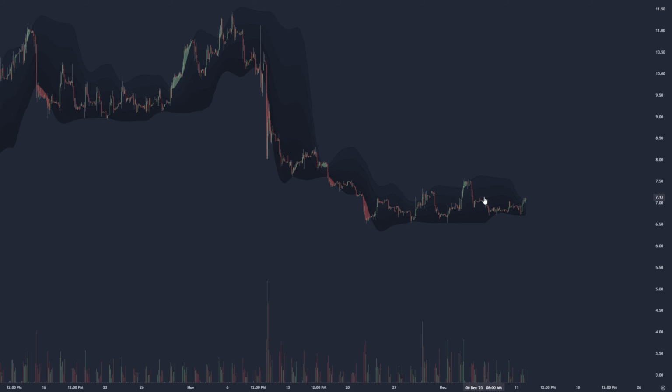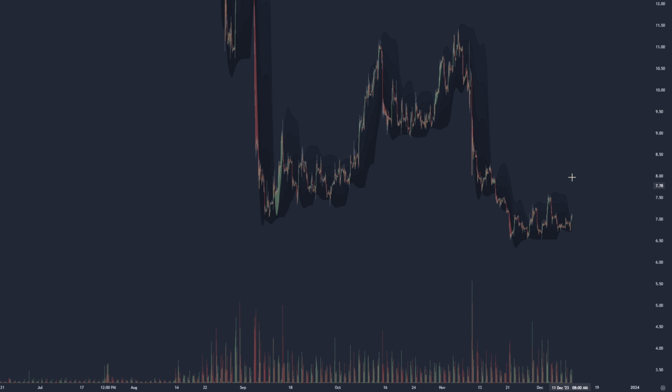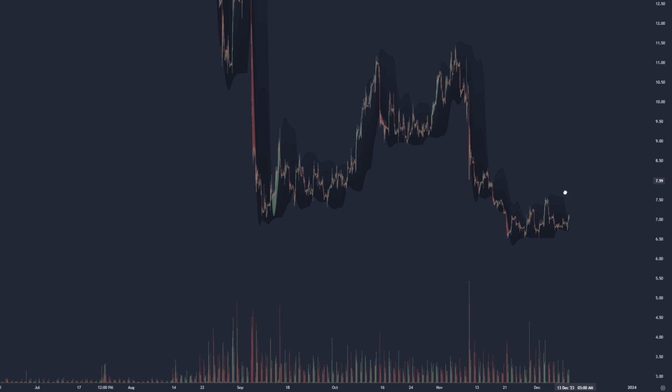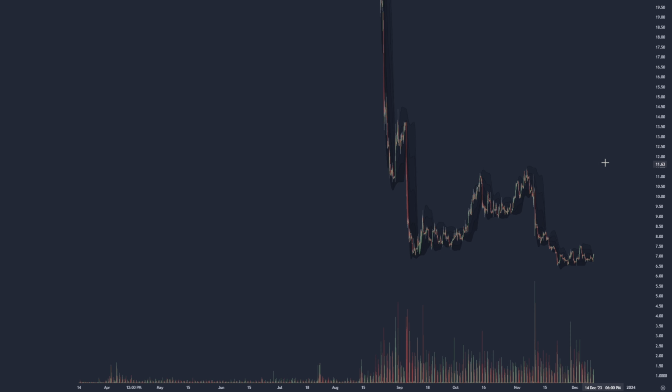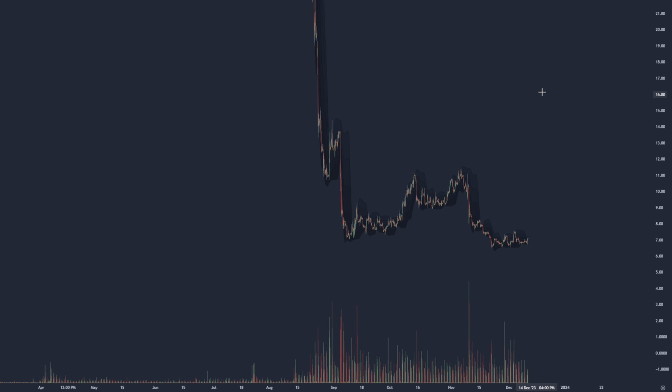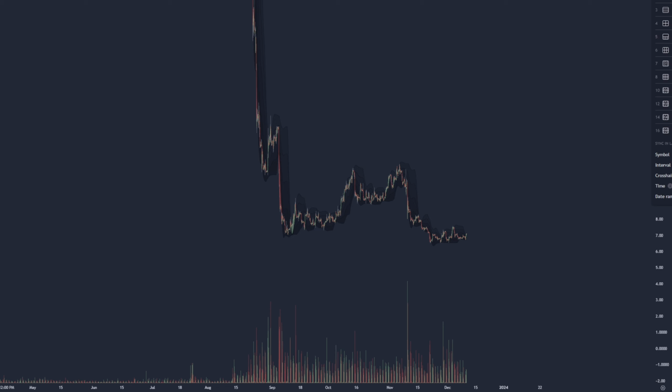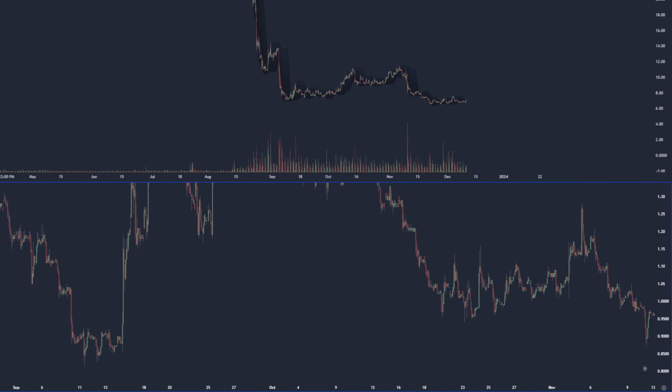But we need to break 715. Once we do that and head on over to that 775, things are going to look a lot better for AMC in the short term. Okay, now the markets right now, and why I like the markets for AMC.